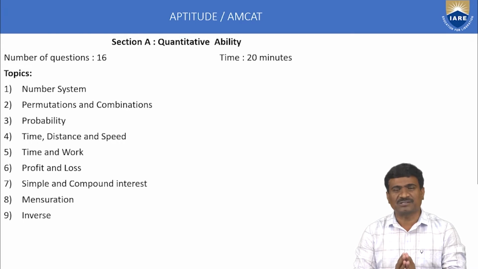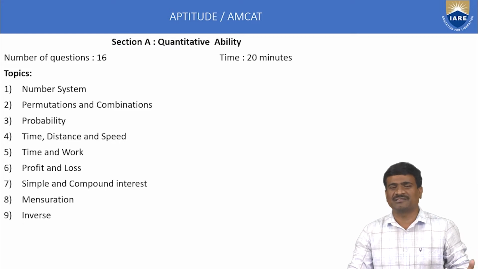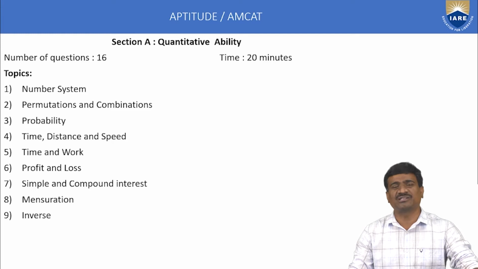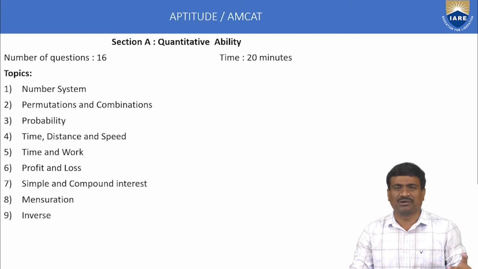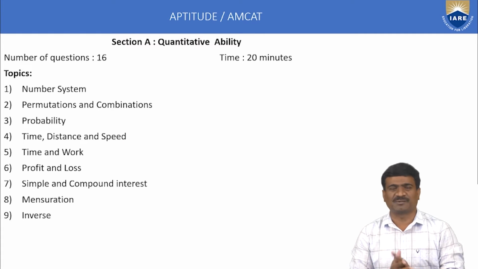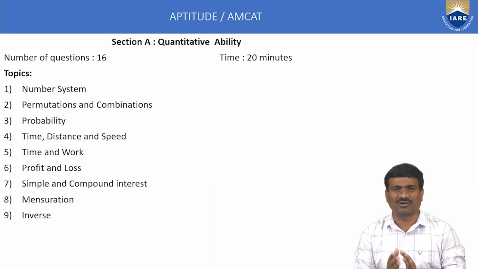But the 5-star topics in quant are the first one, second one and third one. For the remaining topics, no need to practice the examples. Just practice only the concept of the topic, what is what, that is enough to prepare other topics in quantitative ability. For example, time, distance and speed, maximum 1 mark only in quantitative ability.